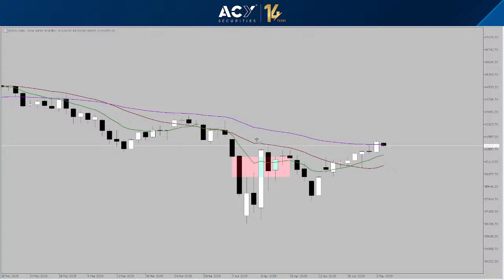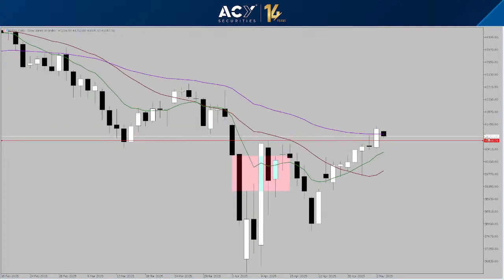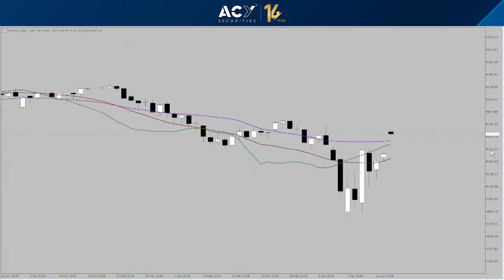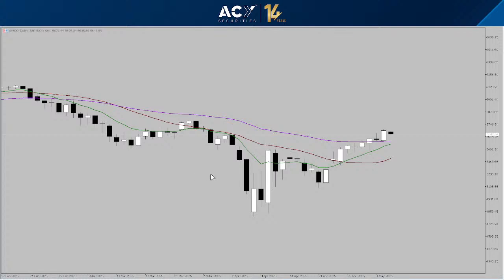So as long as we hold this level, the 409 level, and we don't trade below that, we might see further upside with Dow Jones. This is also the same with S&P 500, which is highly correlated with Nasdaq. As long as we stay above this breakout level or this high, we might see further upside in the coming days.